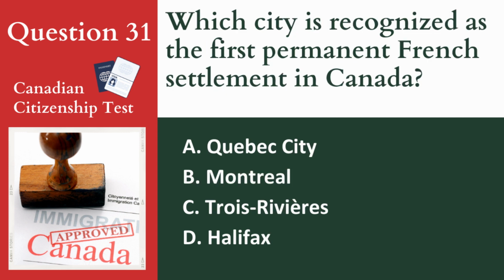Question 31. Which city is recognized as the first permanent French settlement in Canada? A. Quebec City. B. Montreal. C. Trois-Rivières. D. Halifax. Answer A. Quebec City. Founded in 1608 by Samuel de Champlain, Quebec City is recognized as the first permanent French settlement in what would become Canada.